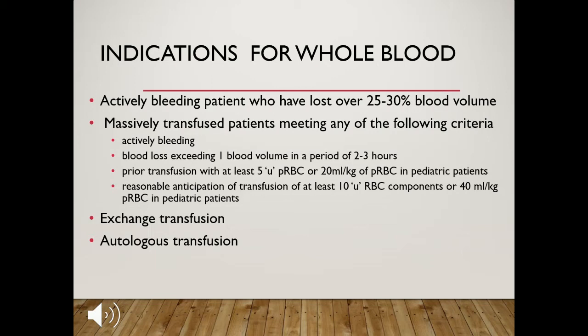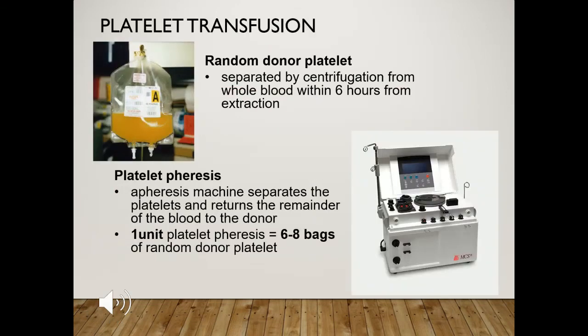Whole blood is also used in exchange transfusion and autologous transfusion. Okay, platelet transfusion, we have two types. One is donor random platelet. This is separated by centrifugation from whole blood within 6 hours from extraction. So, usually, to make 6 units of platelet concentrate, this comes from different blood donors who are of the same type.